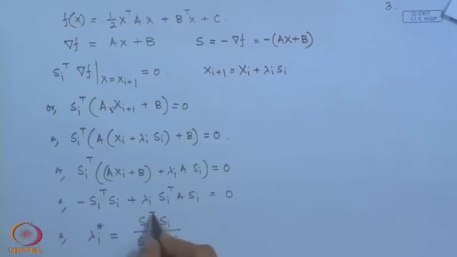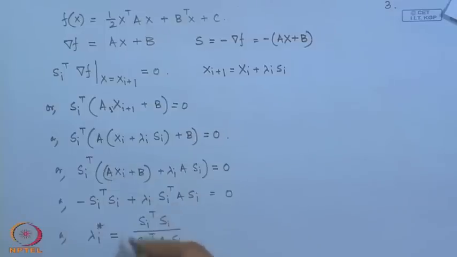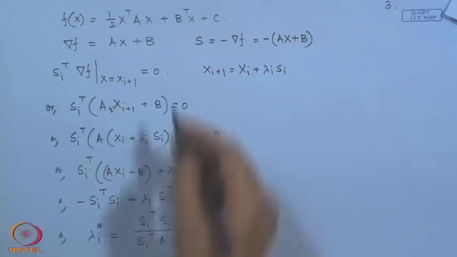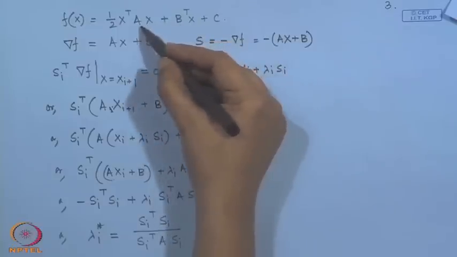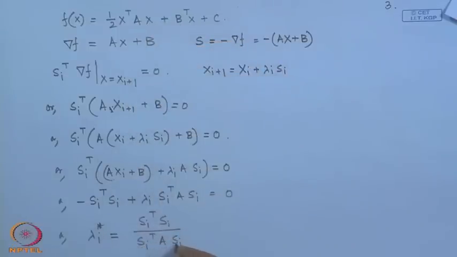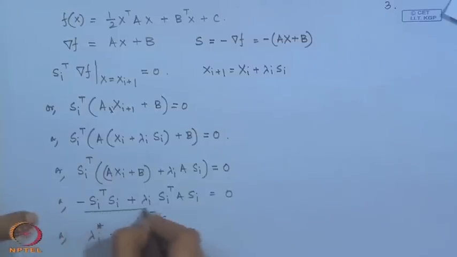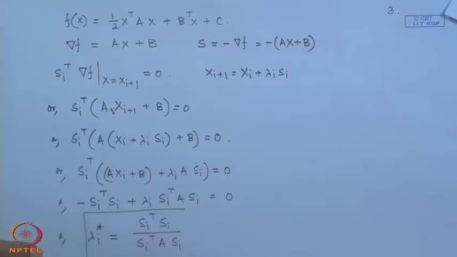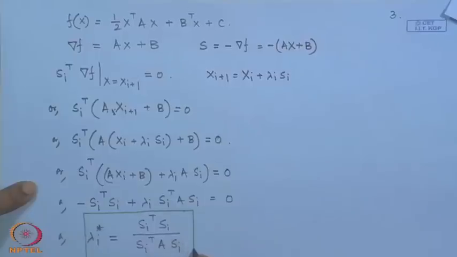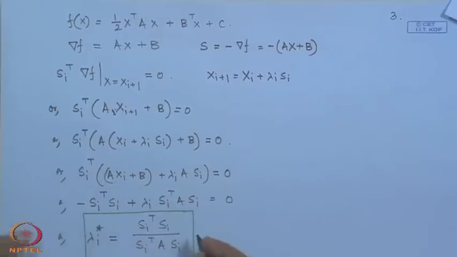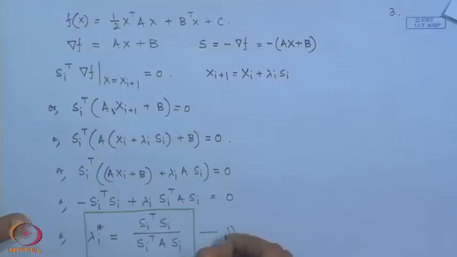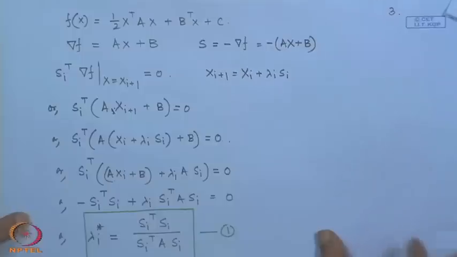If I just consider s_i^T s_i divided by s_i^T A s_i, this value is a constant value. A is the matrix of the given size, if it is a quadratic 2 by 2 matrix, then that would be constant, and this ratio can be considered at the ith level as the optimal step length. We will use this fact in the steepest descent method. We will use this lambda_i star value in the steepest descent method. Let me consider this as equation 1. That is why we can write down the algorithm next for the steepest descent method.